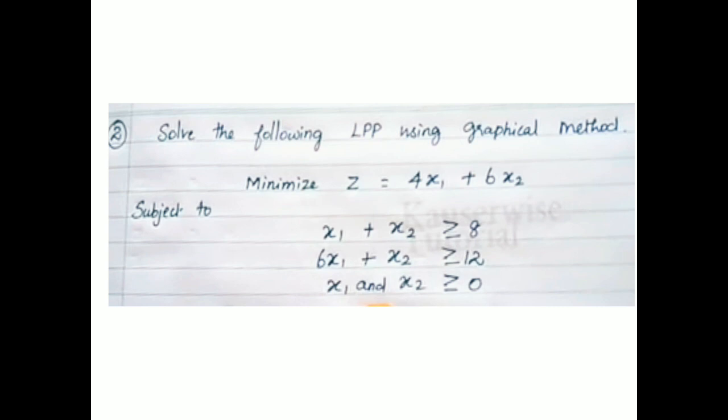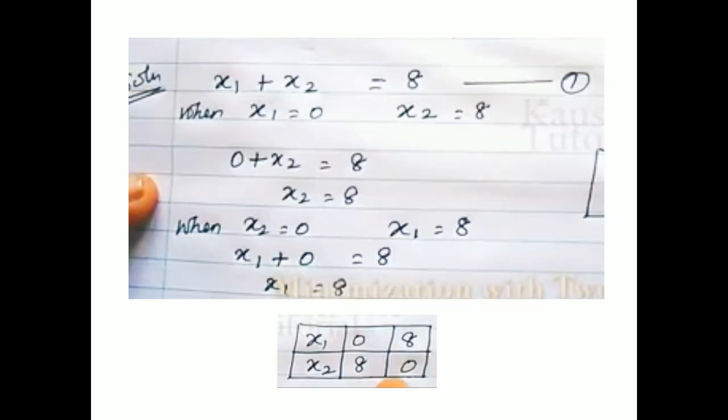So I will be taking the first inequality constraint, that is x1 plus x2 greater than or equal to 8. I will be converting this inequality constraint into the equation form, that is x1 plus x2 is equal to 8. Now this is the equation of a line, and I need to find the line on the graph. So for plotting that line on the graph, I need to find the points x1 and x2, and for that the technique is, first I will be putting x1 is equal to 0 in the equation 1, and then I will be finding x2.